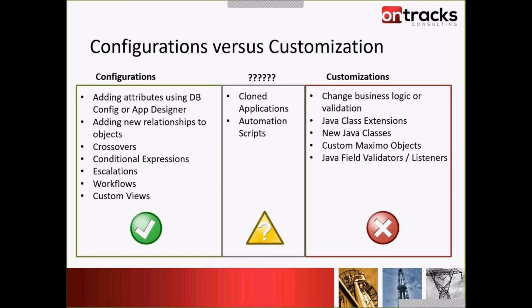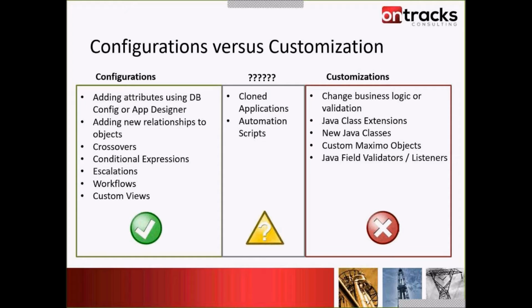So if you're creating new relationships, which could be used in a variety of different places depending on what you're using, things like crossovers, conditional expressions, escalations, workflows, custom views, we would consider those, again, for the purposes of this, to be configurations. And I'm sure there's someone on the other side of this call saying, well, you could certainly use an escalation and launch a customized... Sure, I understand that. But again, in general, those are typically what we would consider to be configuration tools.